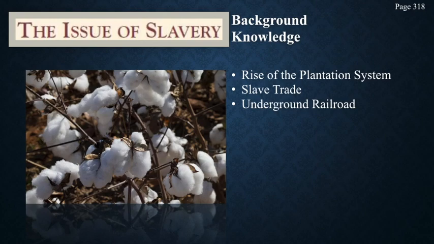The Underground Railroad sprang up, and I hope you know anyway that it was not a railroad. It was just a key term. The Underground Railroad was a network of abolitionists who helped get slaves from slavery in the Deep South from safe house to safe house to safe house until they made it into the North. They would travel by night following the North Star, and they would hide during the daytime.